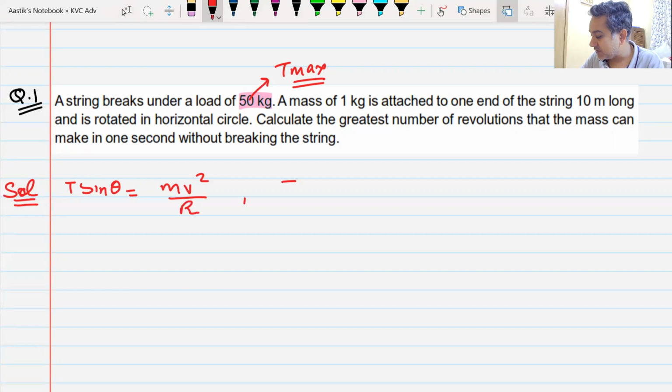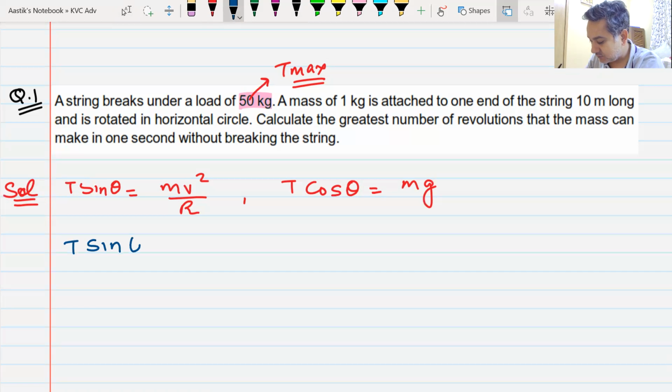Then the other formula is T cos theta is equal to mg. These are the only two formulas that you have to deal with. Which one? What do you mean by greatest number of revolutions and maximum tension? Now instead of writing this formula as mv square by r, I can write T sin theta as m omega squared r.